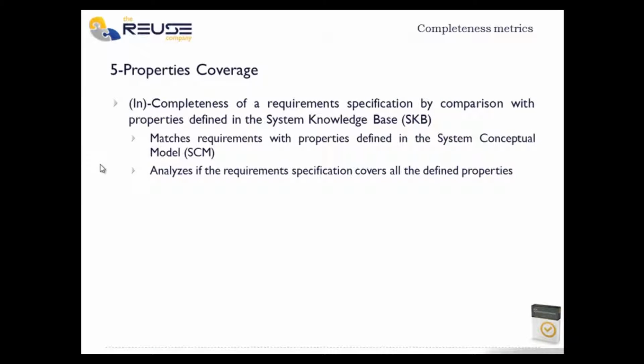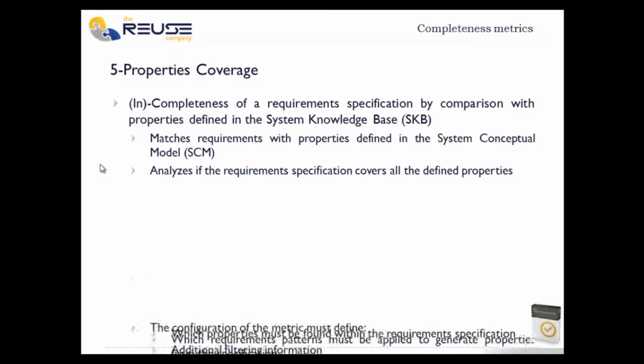The goal of this metric is to provide means for checking that the requirements specification is aligned with a predefined set of properties of the system conceptual model. The results of the metric will show the non-covered properties in the specification. At the end of the day, if the requirement specification is not fully covering the set of properties, a medium or low quality level value will be computed, so that an alert can be generated.